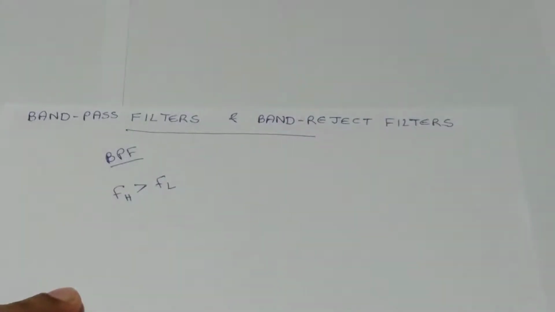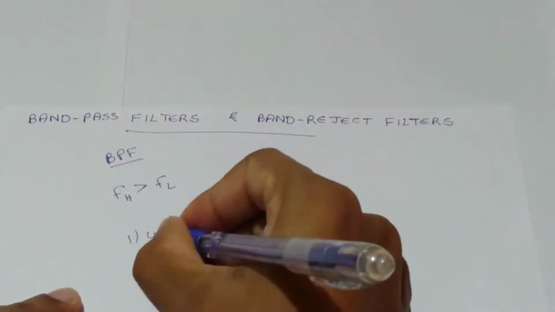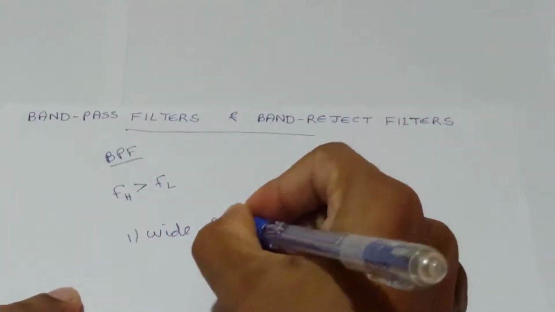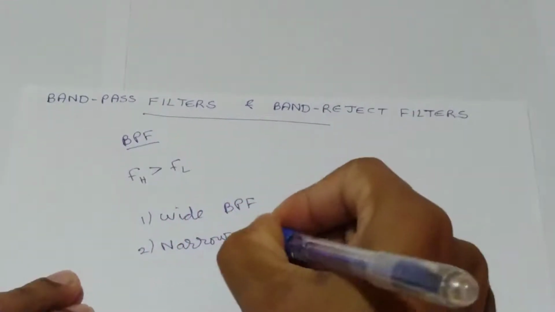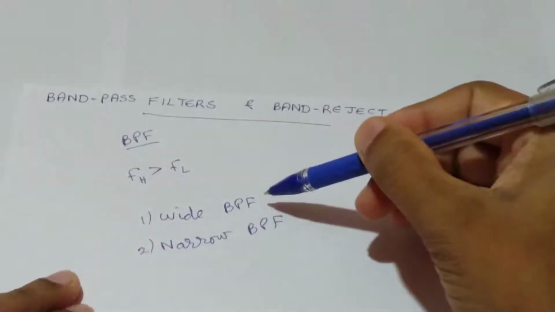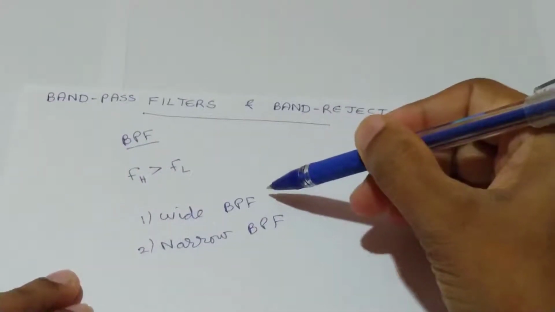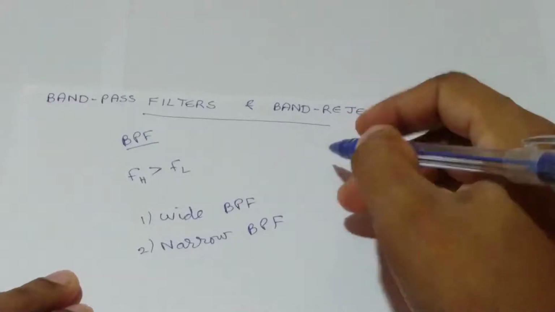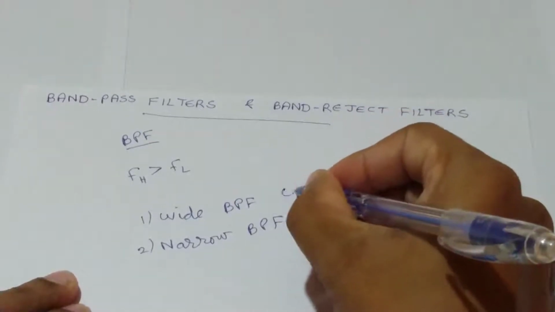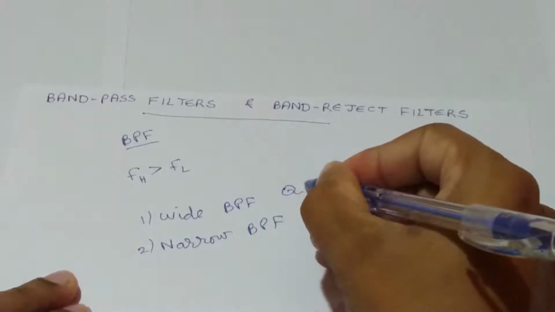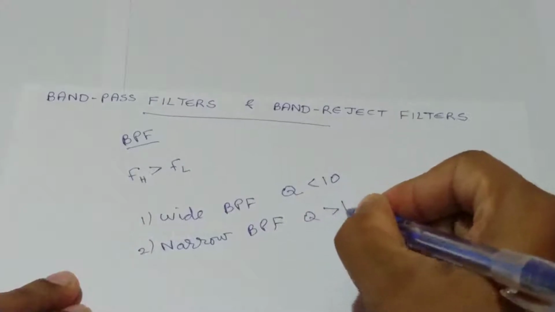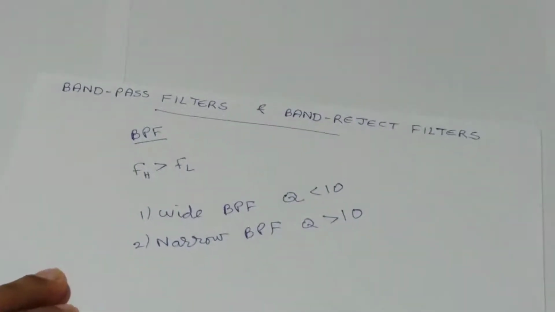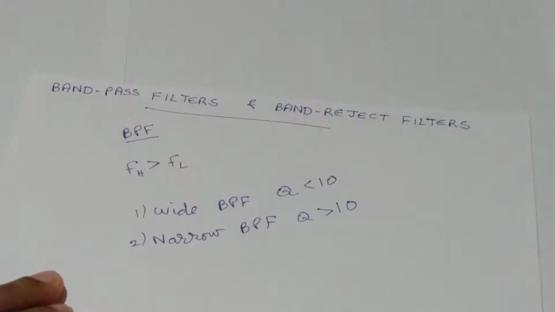Now basically there are two types of band pass filters. The first one is the wide band pass filter and the second one is the narrow band pass filter. A band pass filter is said to be a wide band pass filter if its quality factor or figure of merit Q is less than 10, and if the quality factor Q is greater than 10, that band pass filter is said to be a narrow band pass filter.